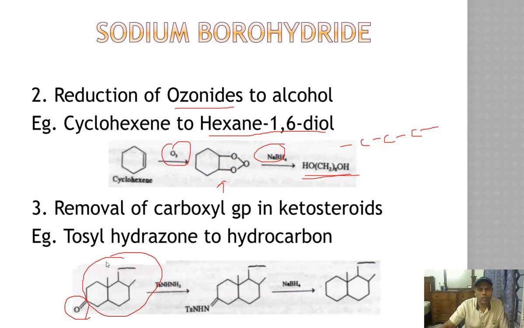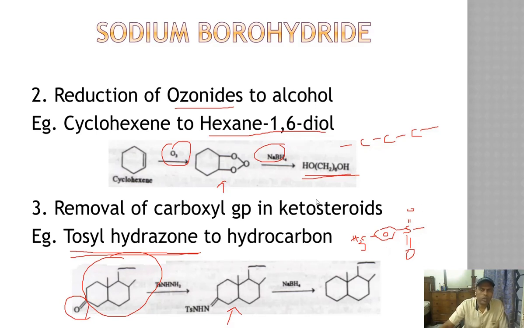First, you have to convert it to tosyl hydrazone. This is your tosyl hydrazone. Tosyl, it comes from toluene, a combination of toluene and sulfonyl. So that is the tosyl group over there.